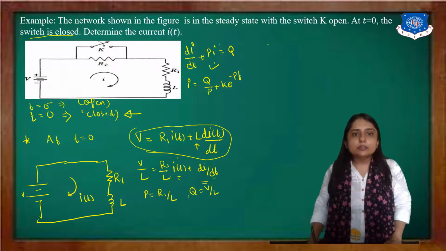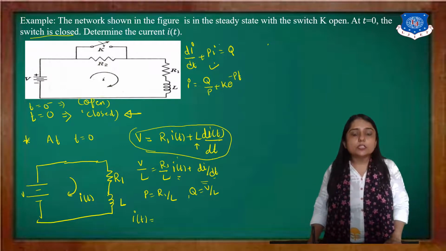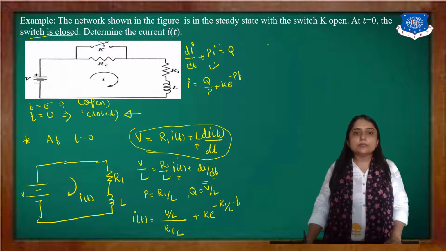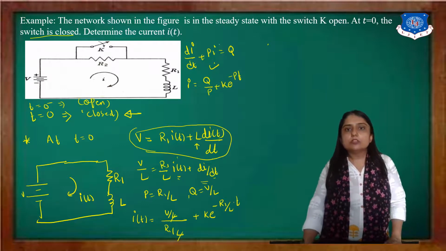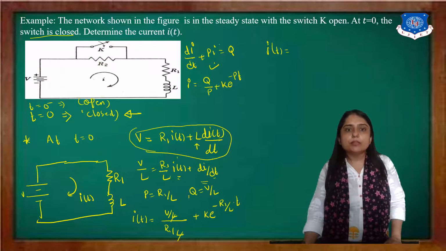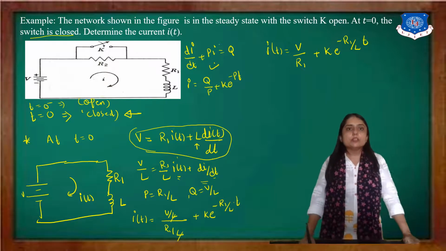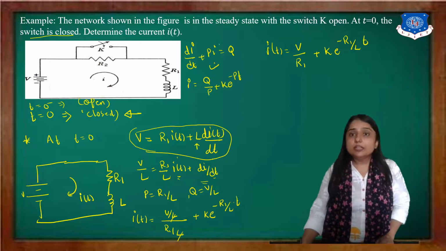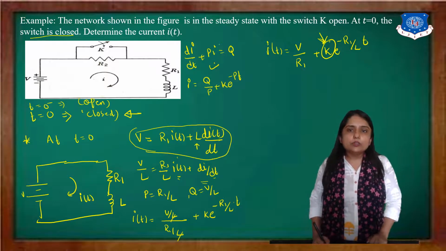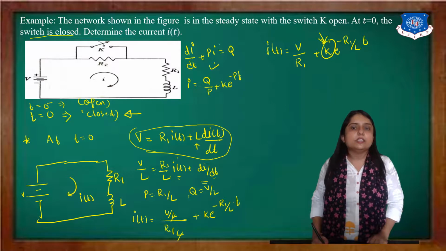So now the direct solution is the current I of t equals q by p, so V by L divided by R1 by L, plus k e raised to minus R1 by L into t. Now this L is cancelled out. So the solution of I of t will become V by R1 plus k into e raised to minus R1 by L into t. But here we have one unknown, that is k. And the value of k you will get using the initial condition.